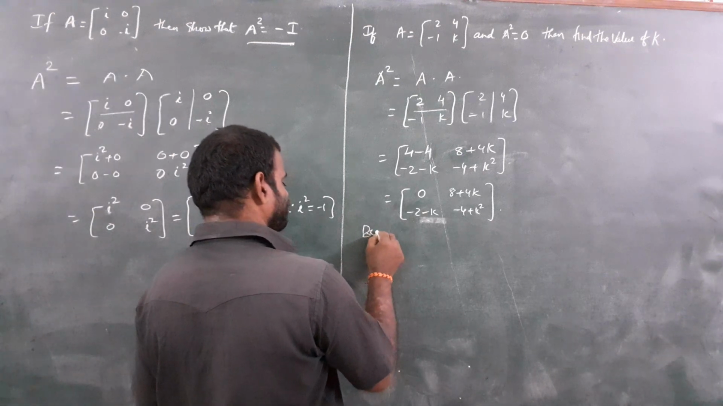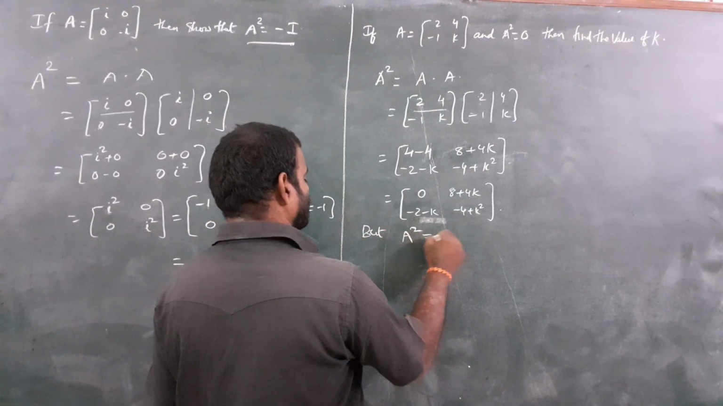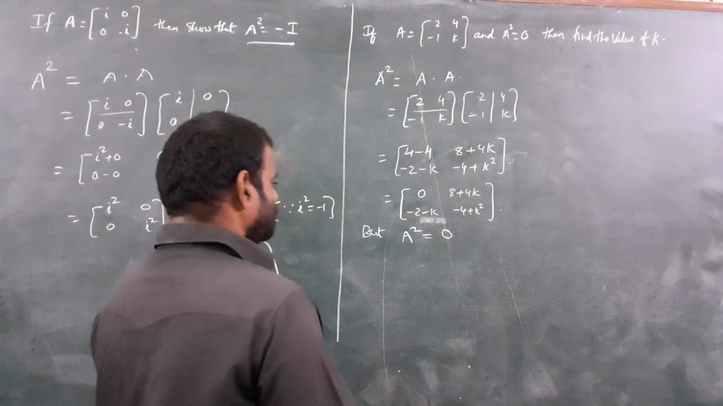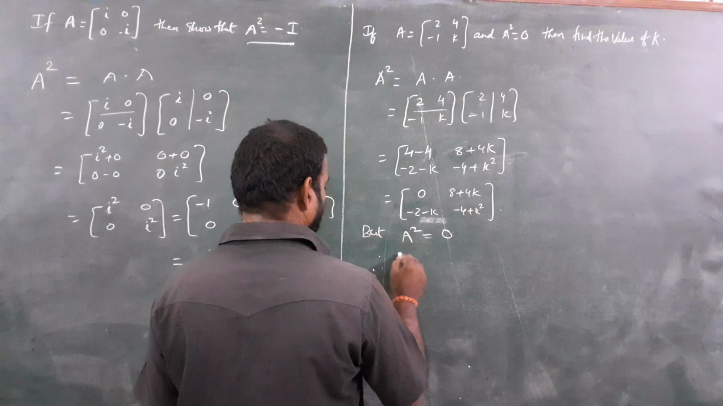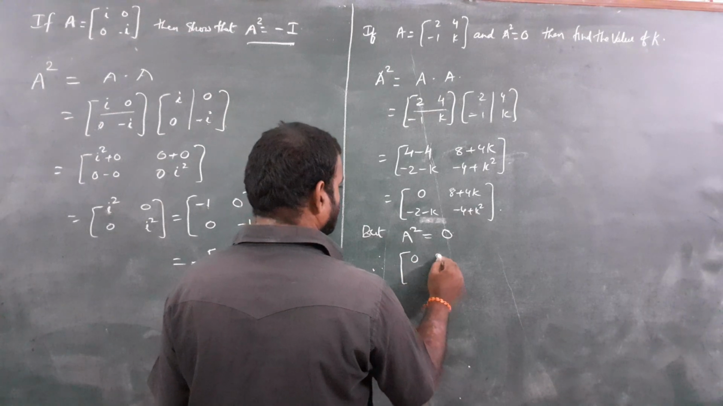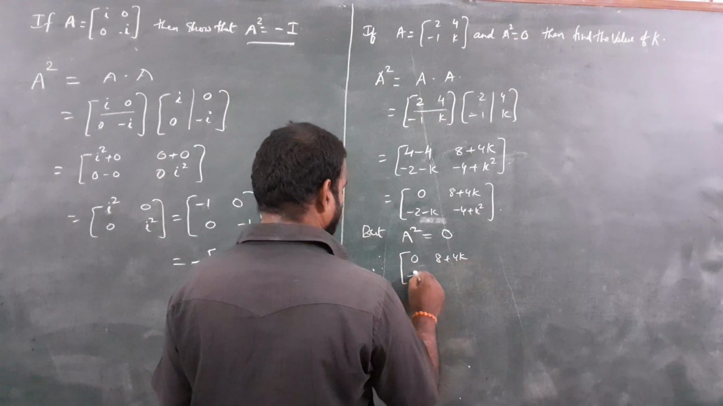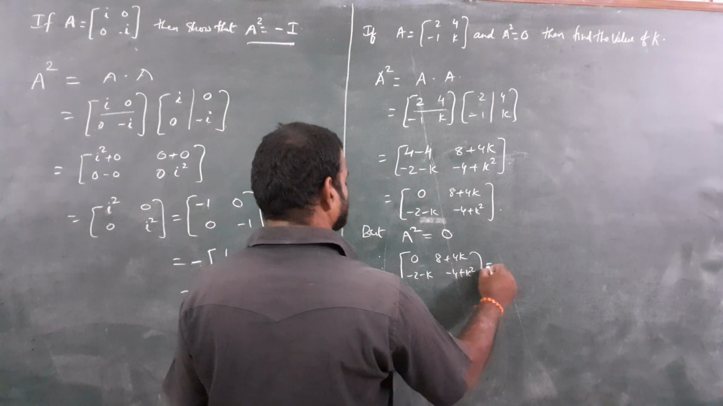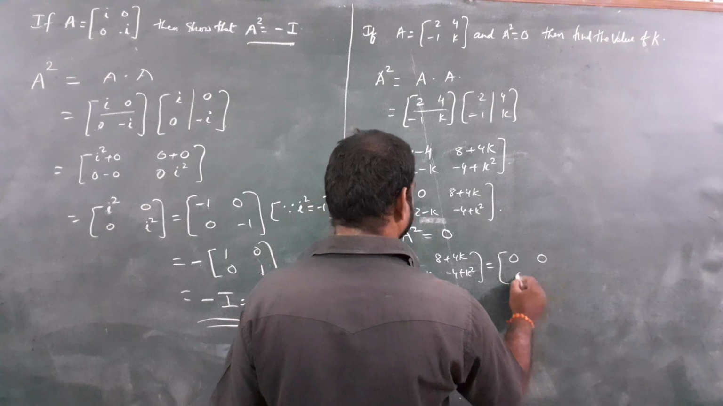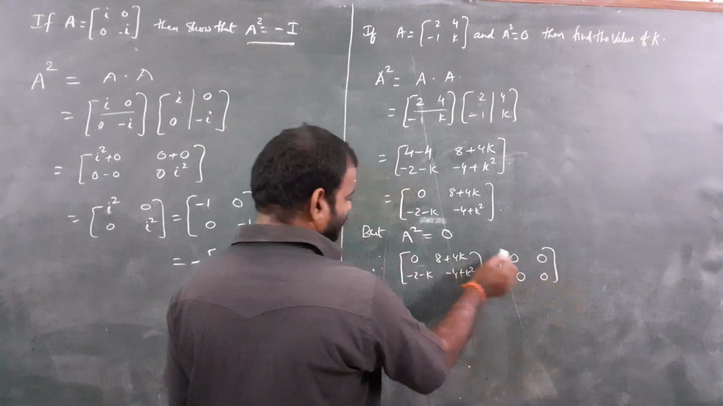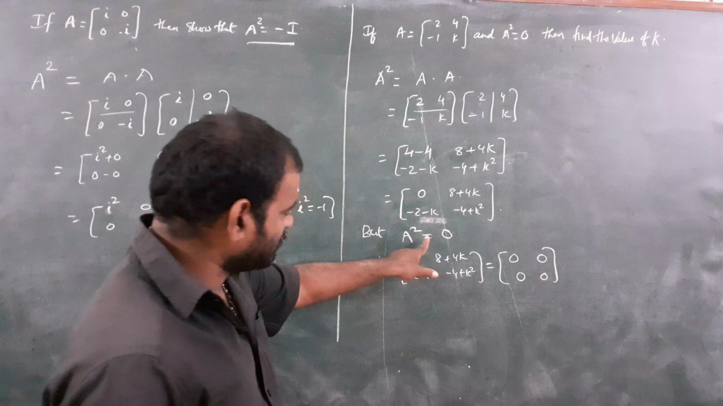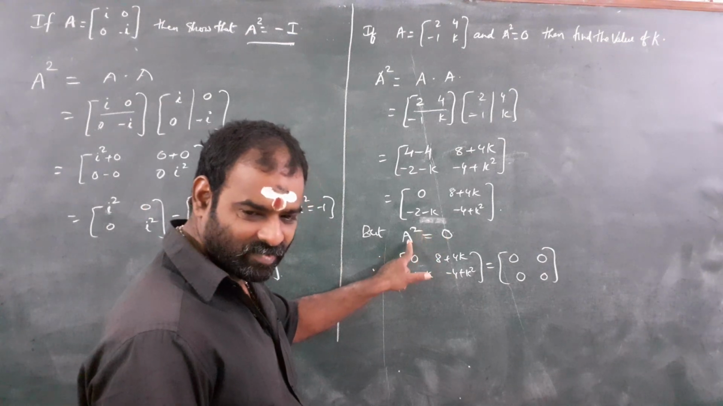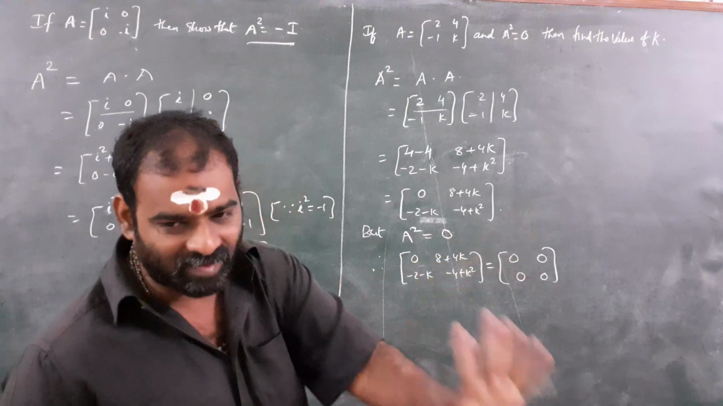But what is given in the problem? A square is equal to 0. So, therefore, A square is [0, 8 plus 4k; -2 minus k, -4 plus k square], and this equals the null matrix [0, 0; 0, 0]. So you have to take the equal sign in between. If a matrix equals the null matrix, what does it mean? The matrices on this side and that side are of the same order.